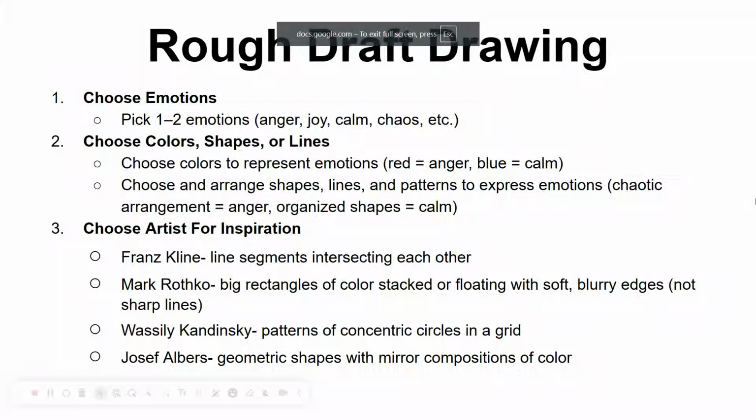So for your rough draft drawing, you're going to be starting by choosing an emotion. Remember, abstract expressionist artists try to show emotion through non-representational imagery. So you're going to be choosing an emotion like anger, joy, calm, or chaos. It's completely up to you. Once you've chosen those different emotions, you're going to be assigning different colors, shapes, and lines for that emotion. So, for example, if you wanted to convey anger, you might choose red. You're also going to be choosing different shapes, lines, and patterns to express emotion.